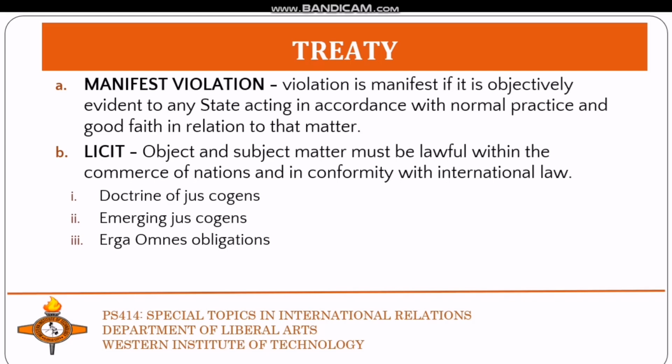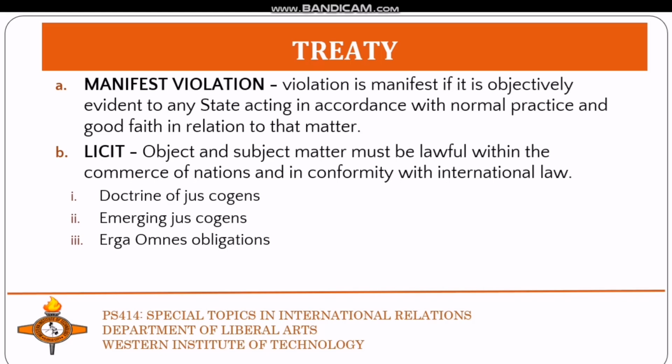Next, we have the licit. Object and subject matters must be lawful within the commerce of nations and in conformity with international law. However, the object is deemed illegal only when it contravenes or departs from the absolute or imperative rule or prohibition of international law. So following are the grounds of illegality.